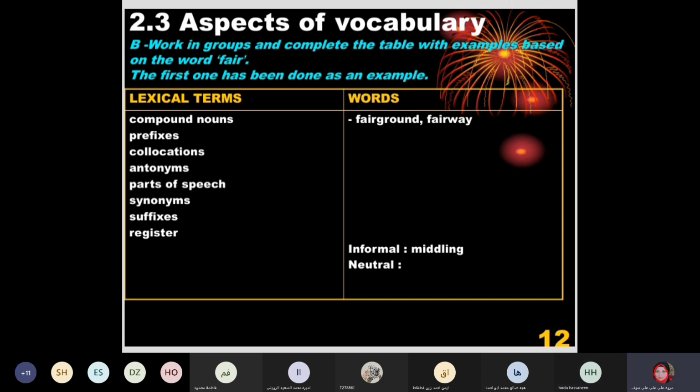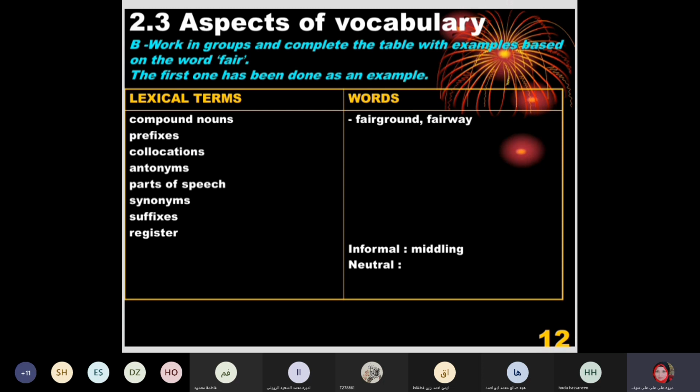So the suffixes are a syllable or more that are added to the end of the word in order to do certain purposes or functions. Maybe it changes the meaning or the part of speech, the form of the word. Like what? Like govern: governor or government, organize, organization, useful.